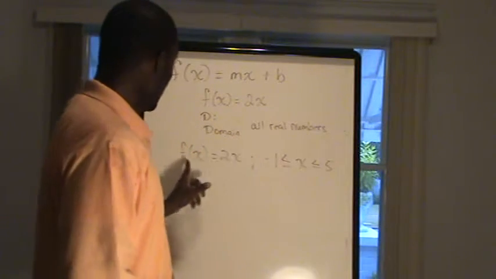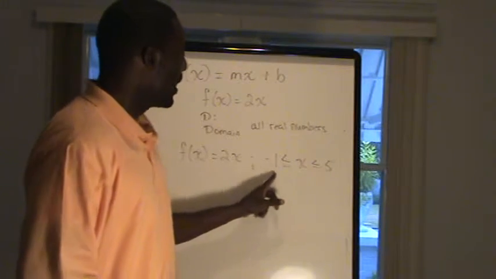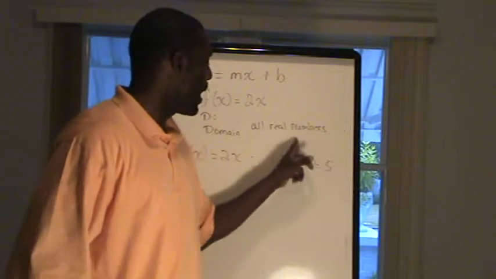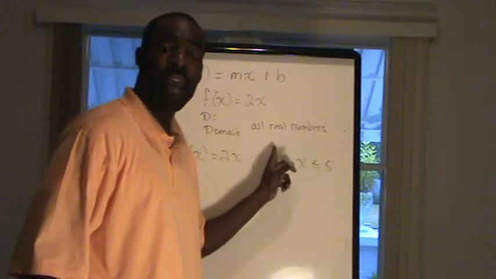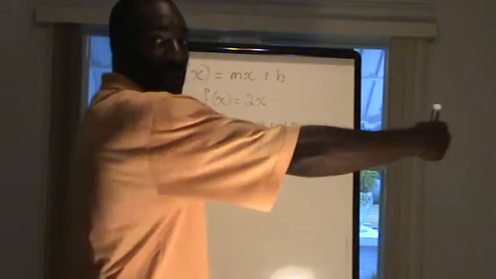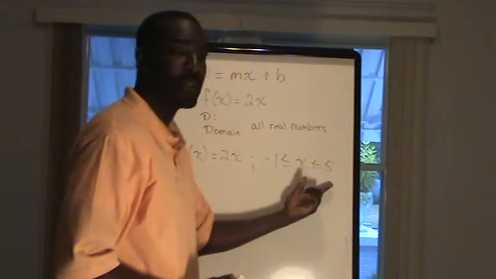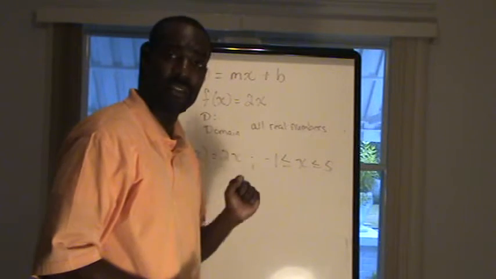So in this situation, although it's a linear function, because the author, whoever prescribed the problem, has restricted the domain, you can't say that the domain for this function is all real numbers. It is only those values that are specified. Okay?